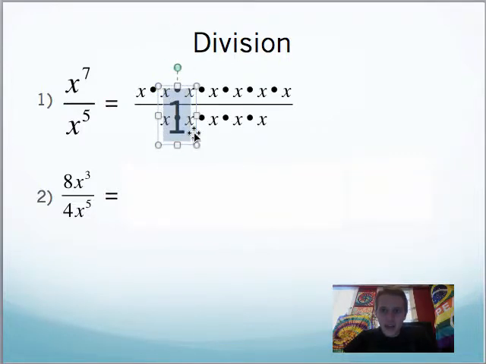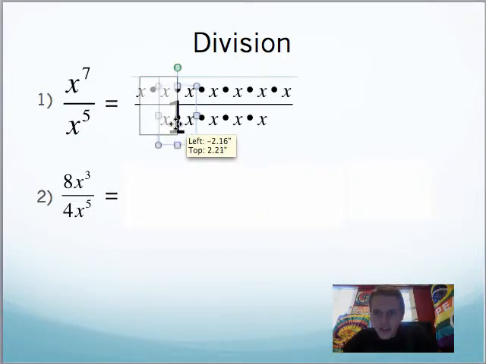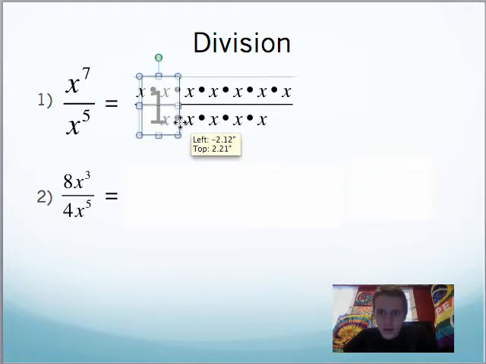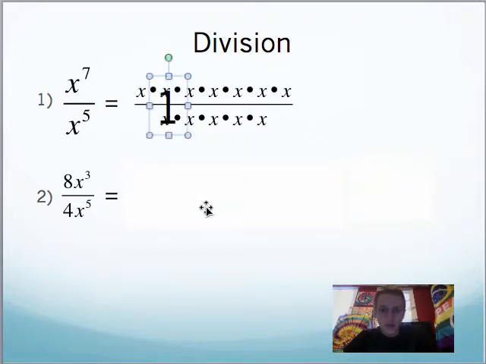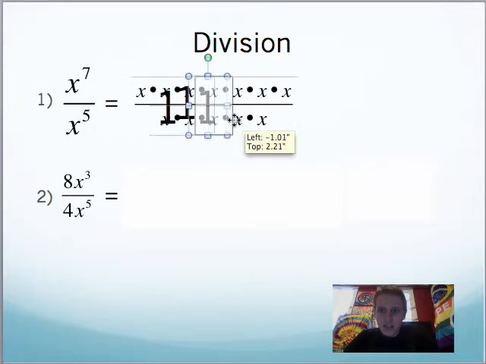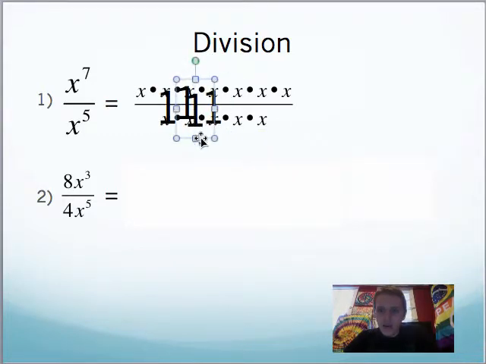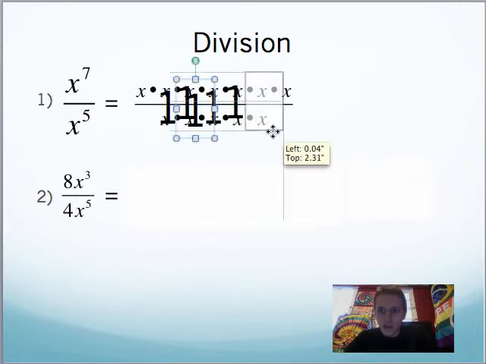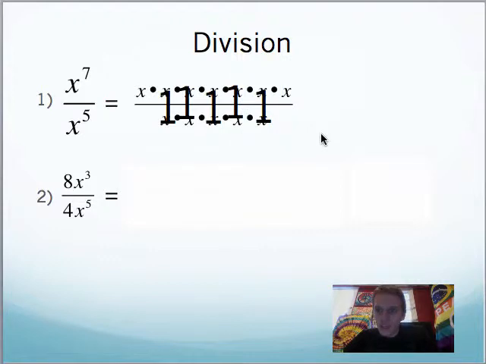And anything like x divided by x equals 1. So we've got a big old 1 right there. X divided by x is 1. Got a big old 1 right there. X divided by x. Basically, anything that's a pair, we are just going to simplify to 1 over 1, like I'm doing right here. And what are we left with?